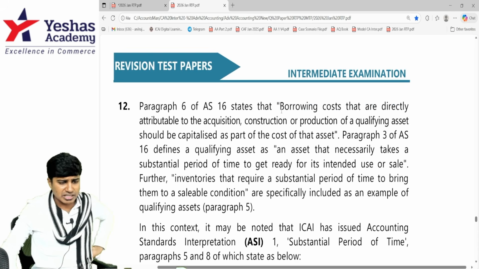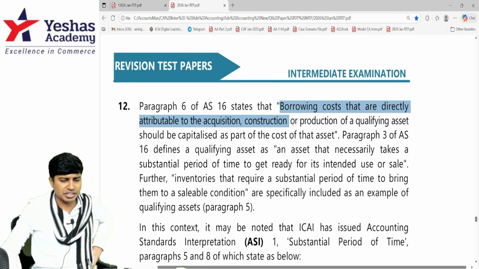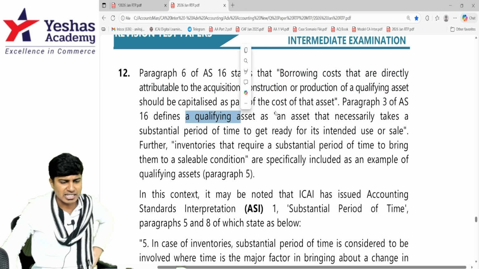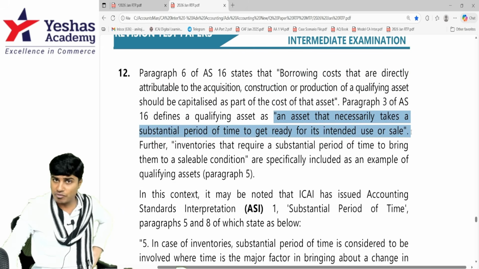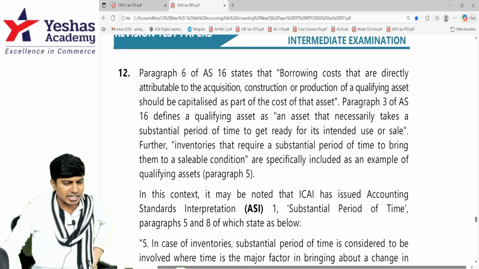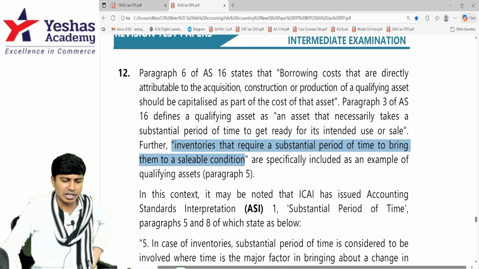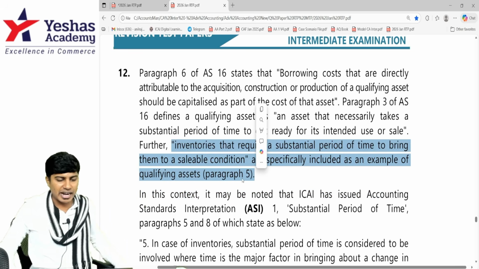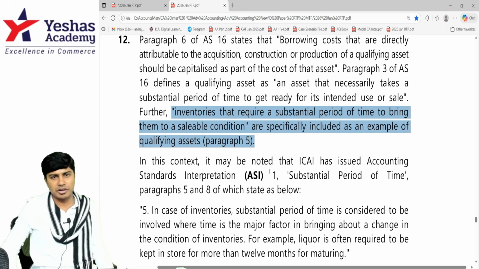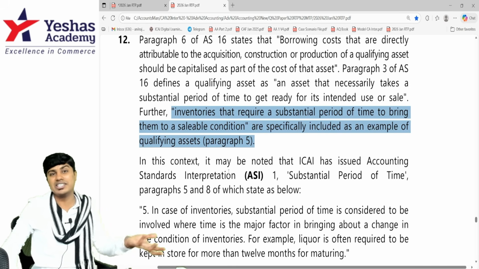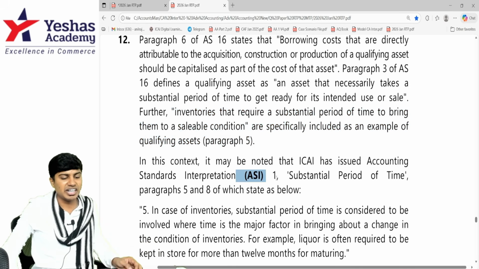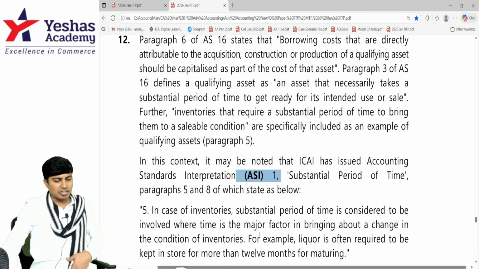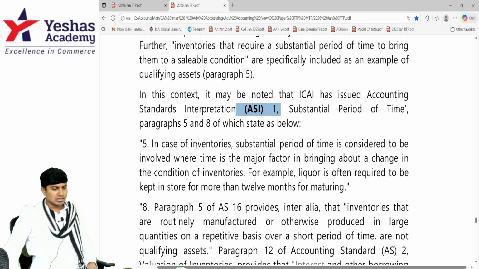As per paragraph 6 of AS 16, borrowing costs that are directly attributable to the acquisition, construction and production of a qualifying asset should be capitalized. Paragraph 3 of AS 16 defines a qualifying asset as an asset that necessarily takes a substantial period of time for its intended use or sale. Further, inventories that require a substantial period of time to bring them to a saleable condition are specifically included as an example of a qualifying asset. So we can take it. And qualifying asset means an asset that takes a substantial period of time. This is not mentioned as to what the period is in Accounting Standard 16, but Accounting Standard Interpretation 1 states that the period of time refers to a period of 12 months. See, 12 months. More than 12 months.